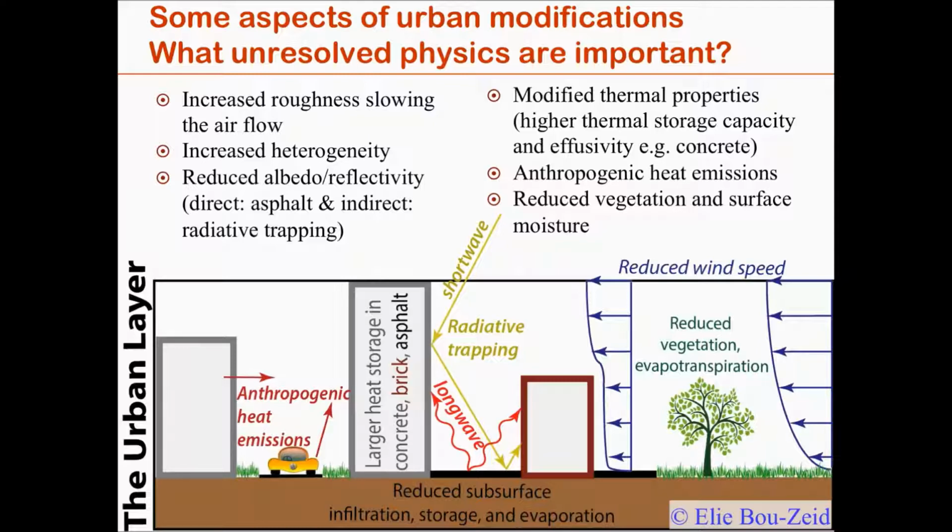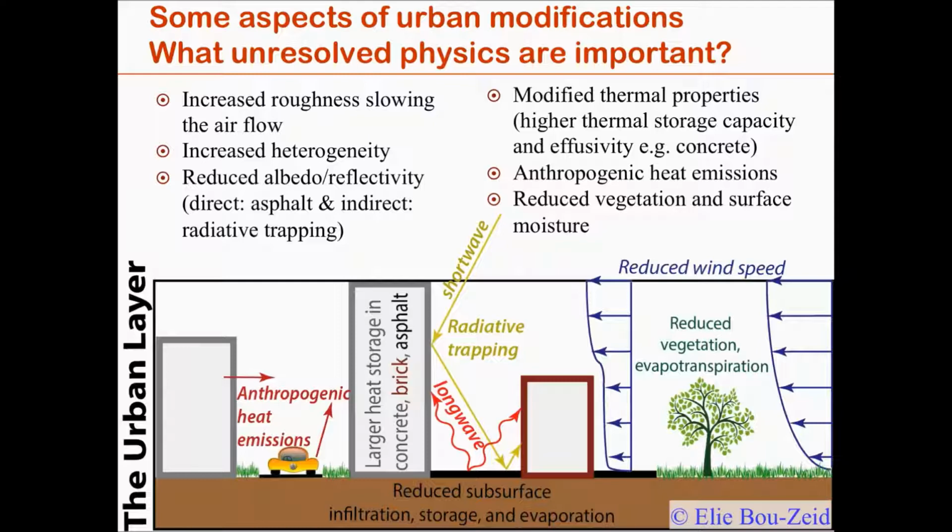So there's multiple opportunities for this shortwave ray to be reflected. Also, urbanization modifies the thermal properties, the storage capacity, and thermal effusivity of the surface, and also leads to anthropogenic heat emissions and anthropogenic water emissions. And one of the main impacts of urbanization is also the reduction in vegetation and surface moisture.